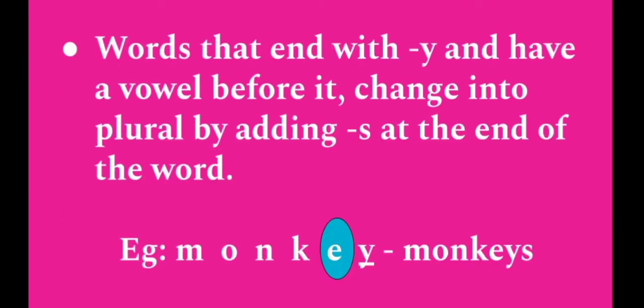Words that end with Y and have a vowel before it change into plural by adding S at the end of the word. Now let's look at the example, monkey. In the word monkey, Y is the ending letter, but the letter that comes before Y is E. E is a vowel, and because a vowel comes before the letter Y, we have to add S. So monkey, monkeys.